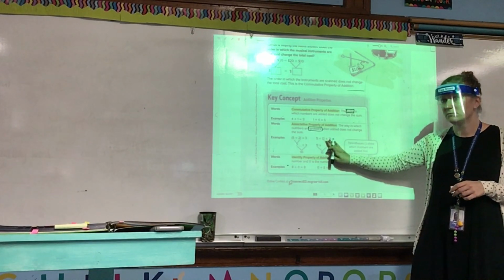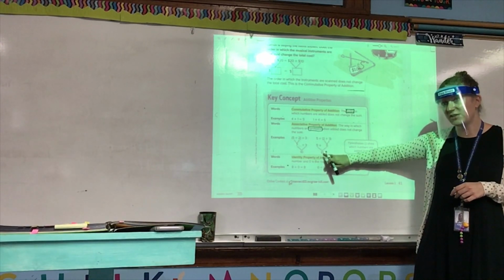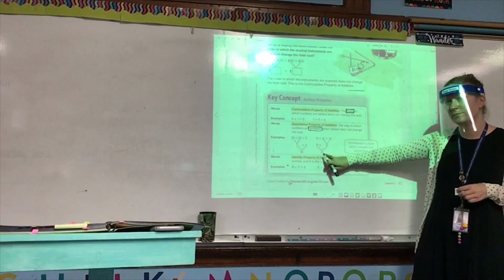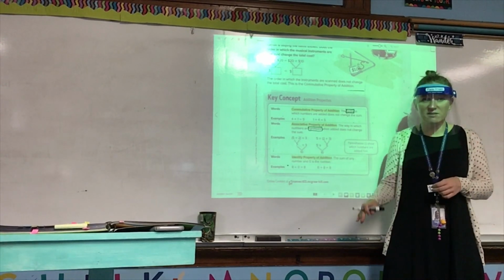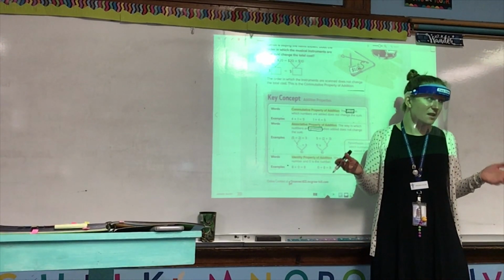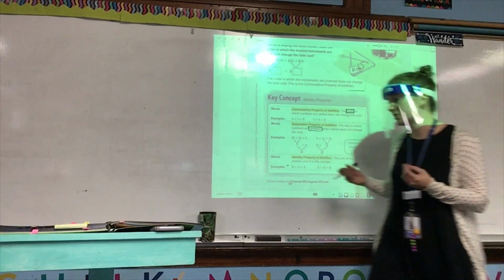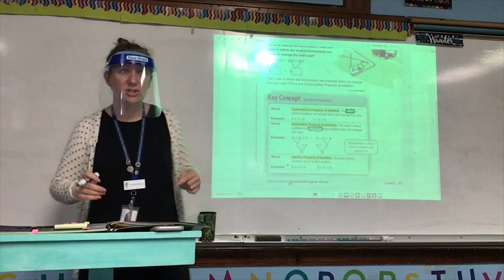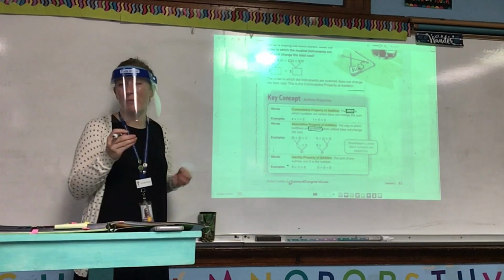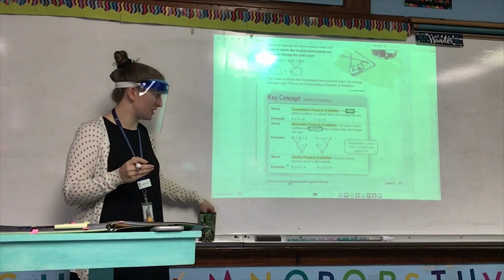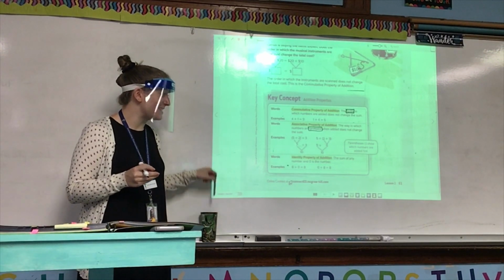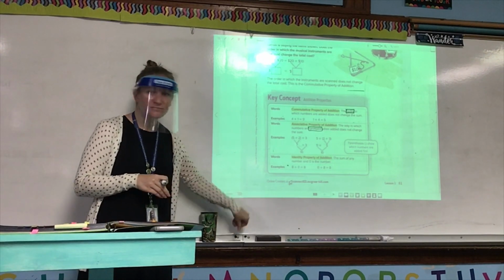2 and 3. Did our answer change? It was still 10. So again, it doesn't matter how you group the numbers, the answer is going to stay the same. As long as your add-ins don't change, no matter how you group them, the answer is going to stay the same. Okay, identity property of addition.